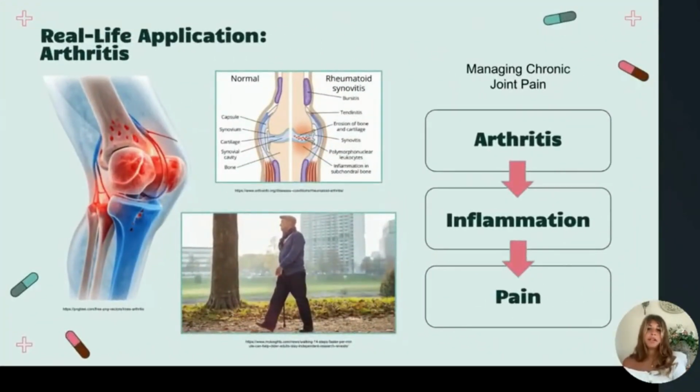Another major use for NSAIDs is treating arthritis. Arthritis causes the joints to become inflamed, which leads to pain, swelling, and stiffness. This can make everyday activities like walking, climbing stairs, or even opening a jar much harder. NSAIDs help reduce pain and inflammation inside the joint, so patients usually have less pain and can move around more comfortably. They don't cure arthritis, but they help improve quality of life by making daily activities easier.